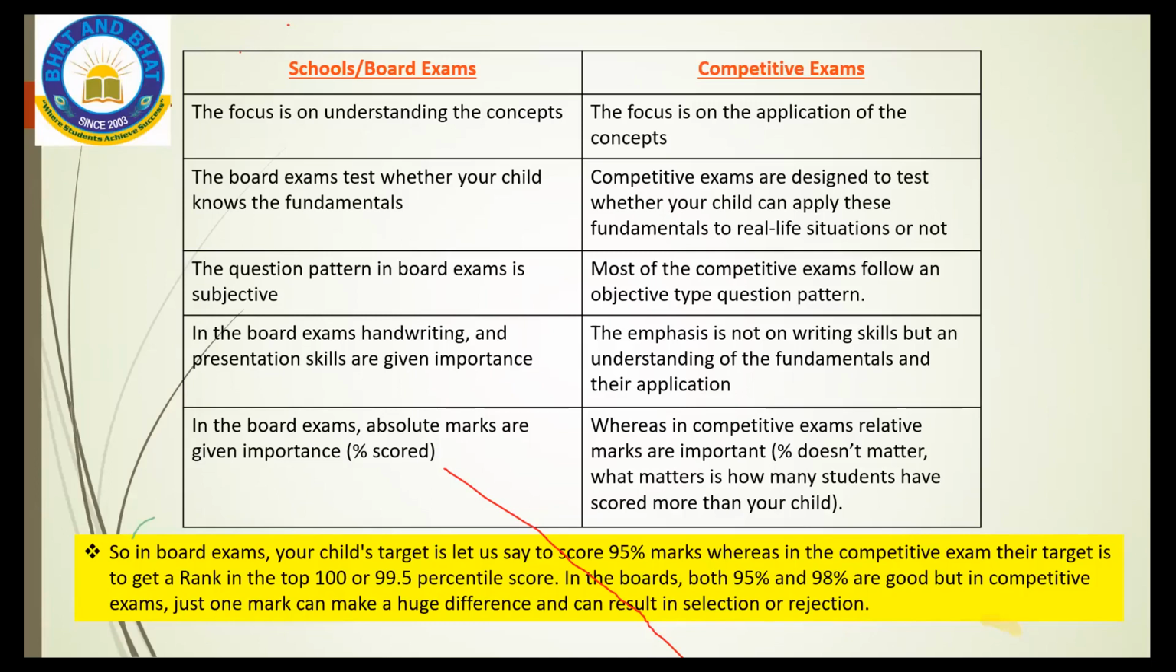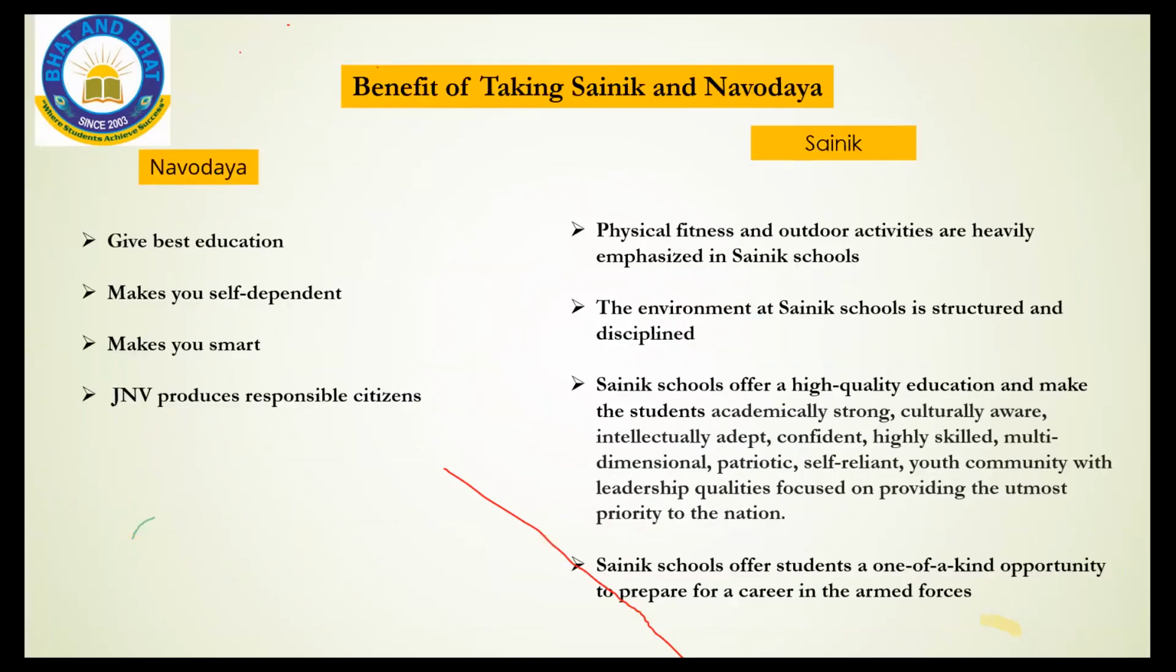Fine. Now moving on to the next slide. What are the benefits of taking Sainik and Navodaya? See here, when you compare with normal central board schools, both are the same as normal schools, and they provide quality education. Apart from that, they give motivation so that students become fully self-dependent. They will make you smart enough, and the student will become a responsible citizen.